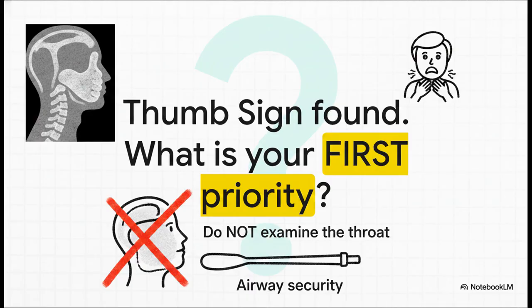I want to end things today on a final, provocative question. One that goes beyond just memorization and right into a life-or-death clinical application. If a patient presents with drooling, stridor, and a lateral neck x-ray showing the thumb sign, what is your first priority? The answer? Airway security, period.